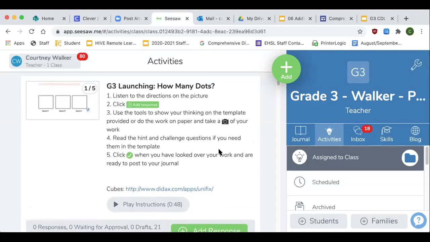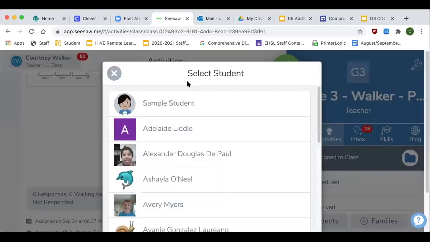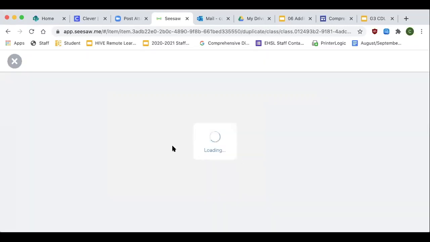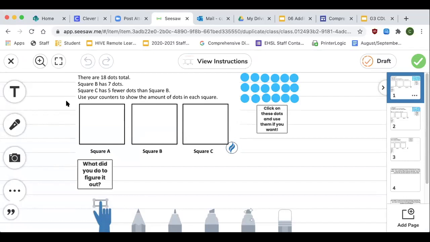So what we're working on today is using the tools to show your thinking. It says, read the hint and challenge questions if you need them in the template. And I know that sometimes those directions aren't helpful. So let's look at what we're going to do today. So you have a word problem on your page.